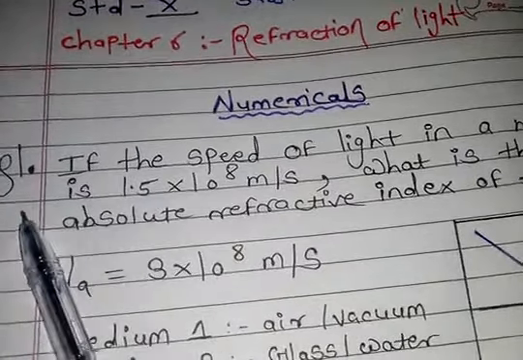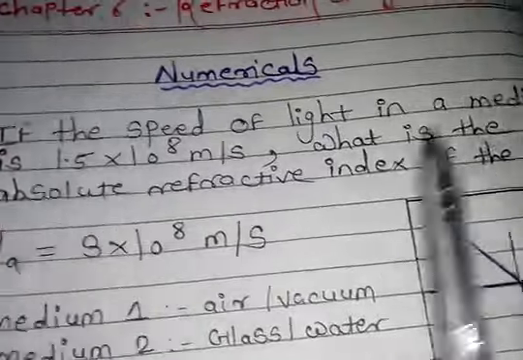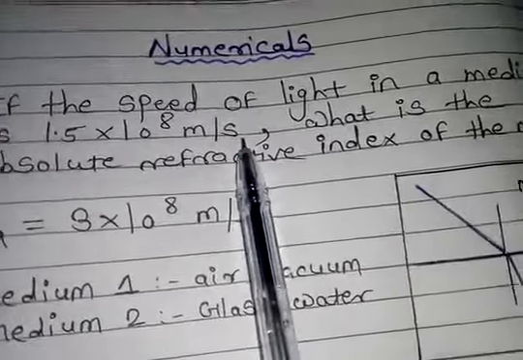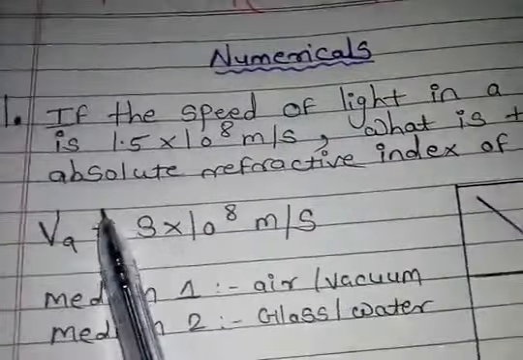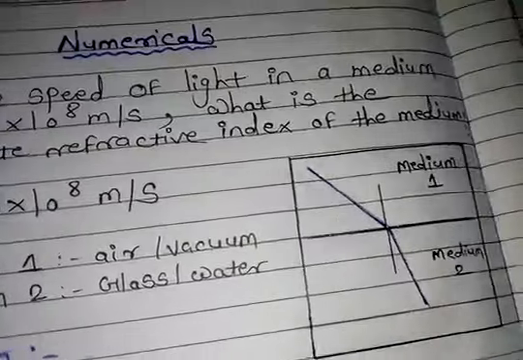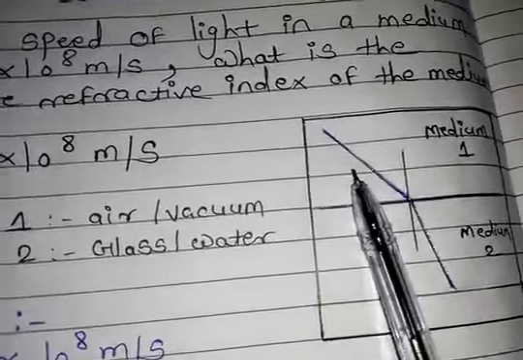The first question says, if the speed of light in a medium is 1.5 into 10 raised to 8 meter per second, what is the absolute refractive index of the medium? So let's first understand what the diagram is over here.